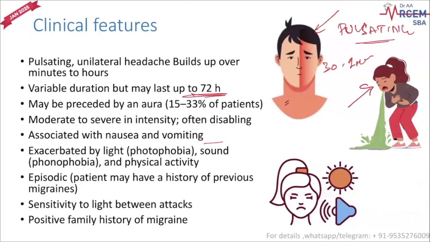Most of the time, it is associated with some amount of nausea and vomiting. The headache becomes worse when you expose the patient to bright light, or becomes worse when the patient is exposed to loud sound. This is known as photophobia and this is known as phonophobia respectively. Usually, they will have previous similar episodes. There might also be a family history of migraine.